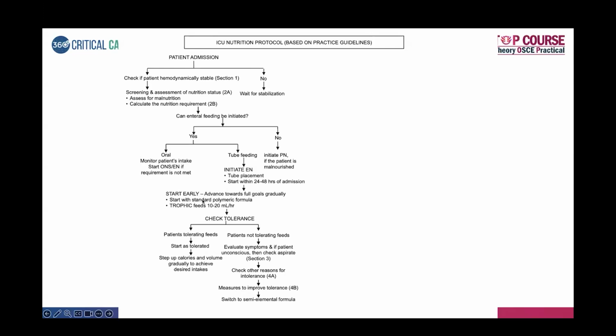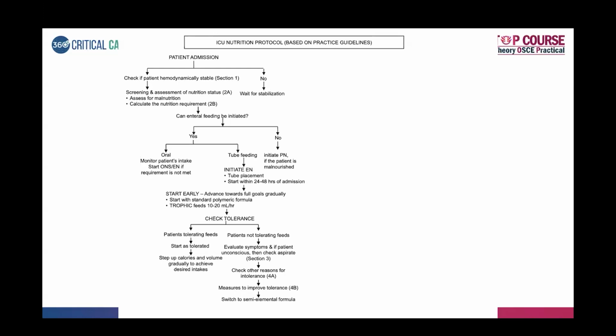So when you start the feeds, in the shock state, you start as trophic feeds around 10 to 20 ml per hour. If they are not in shock and you are starting it as part of a routine protocol, you can start it as 30 ml per hour and progressively increase it. Some ICUs increase the feed rate every 24 hours, whereas the ISCCM guidelines recommend to increase it every 4 to 6 hours.